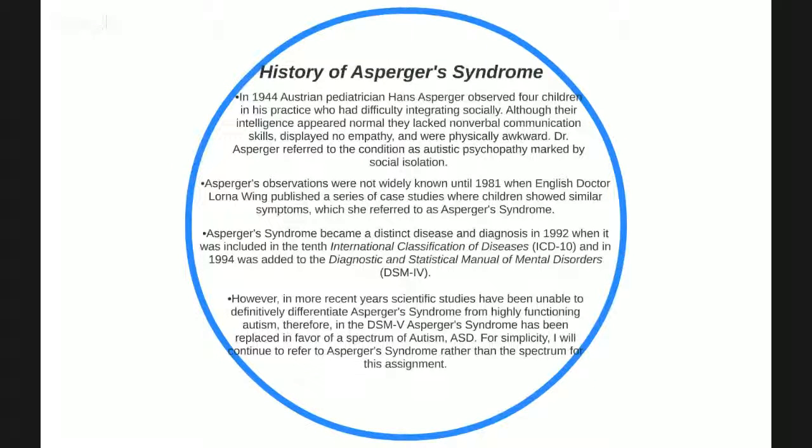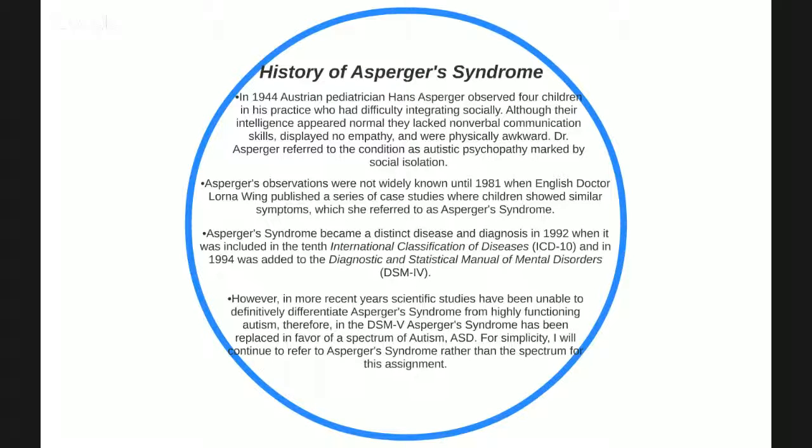History of Asperger's syndrome. In 1944, Austrian pediatrician Hans Asperger observed four children who had difficulty integrating socially. Although their intelligence appeared normal, they lacked nonverbal communication skills, displayed no empathy towards peers, and were physically awkward. Dr. Asperger referred to the condition as autistic psychopathy marked by social isolation.